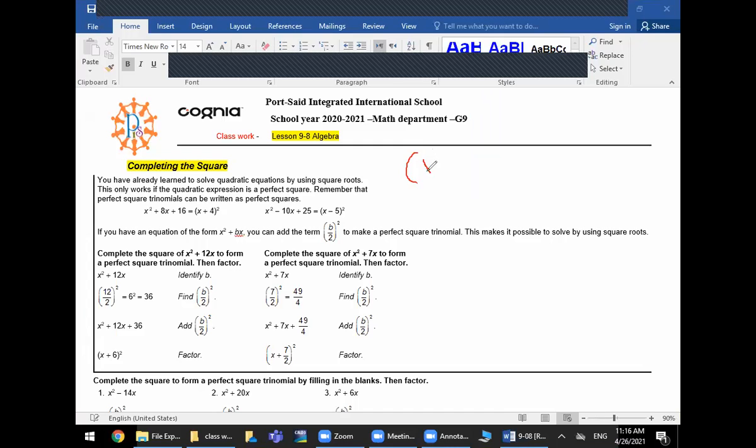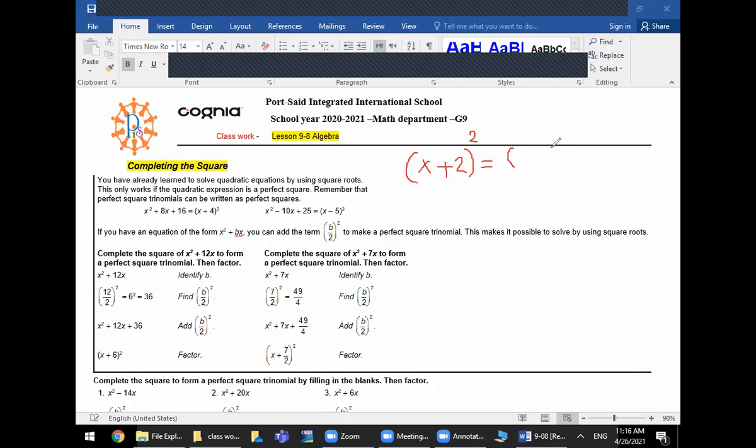When we have x plus 2 all to the power of 2, if I want to expand this expression, it will be what, grade 9? x plus 2 all to the power of 2. No, x plus 2 all to the power of 2, this means what?